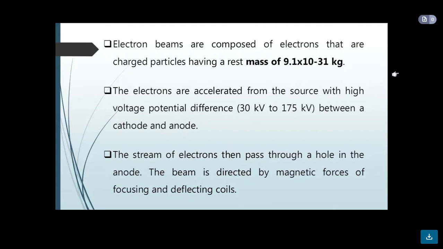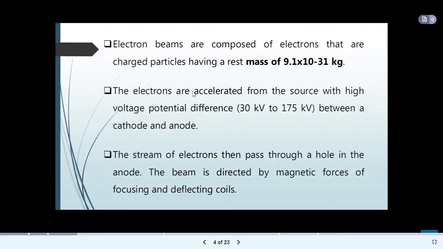As this electron has 50 to 80% of the velocity of light, how much kinetic energy does this high velocity particle have? Kinetic energy is equal to 1/2 mv square. So that amount of energy will be contained by the electrons.